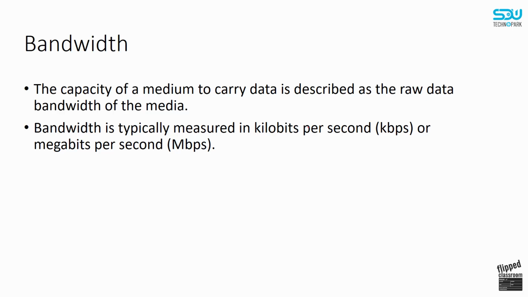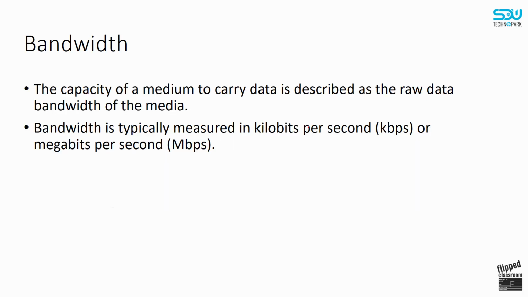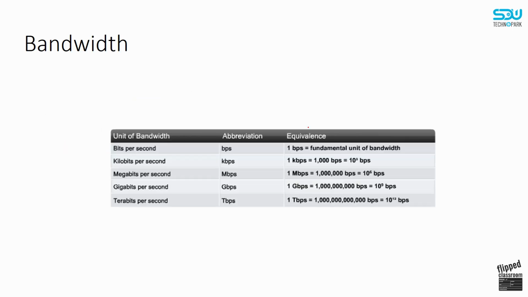The capacity of the media to carry data is described as the raw data bandwidth of the media. And the bandwidth is typically measured in kilobits per second or megabits per second, or even gigabits or terabits per second. So the bandwidth is the maximum data carrying capacity of your media, maximum theoretical. You will never reach your bandwidth in real life.